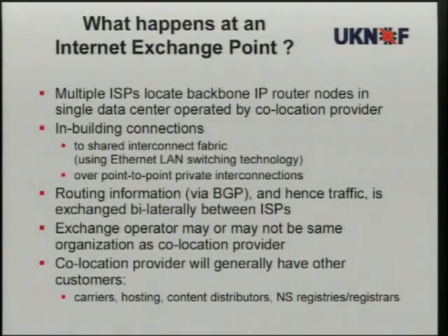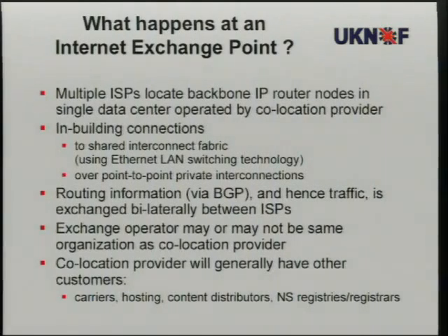Internet interconnections. What happens at an internet exchange point? Basically, at your typical internet exchange, there will be a bunch of internet service providers who will have equipment, routers, in the same building, which will be a data center, usually operated by a company that builds itself as a colocation provider. Within that building, these ISPs connect together. Sometimes they will run a direct wire between them. Sometimes, more commonly, there will be a shared interconnect fabric, which is usually one or more Ethernet switches.